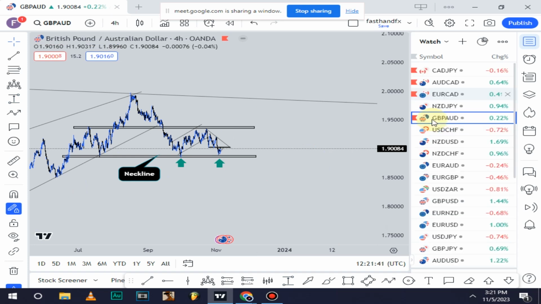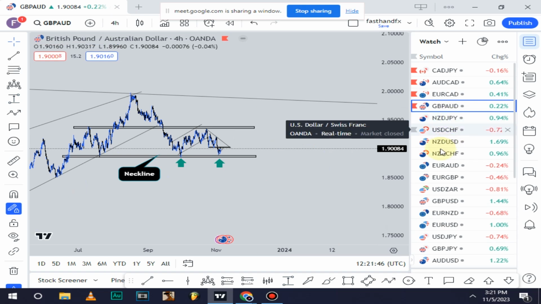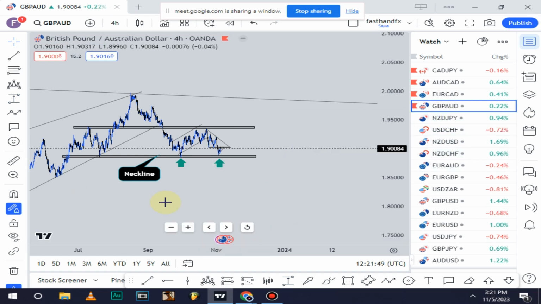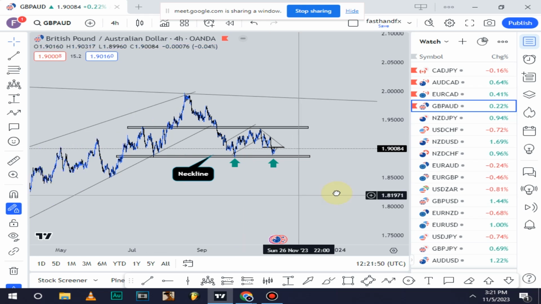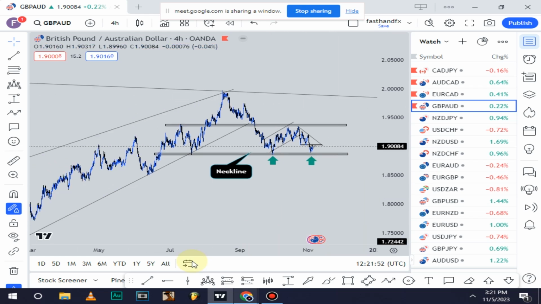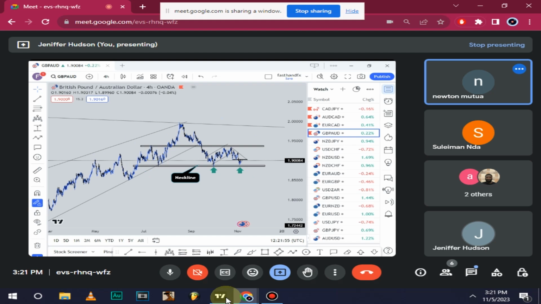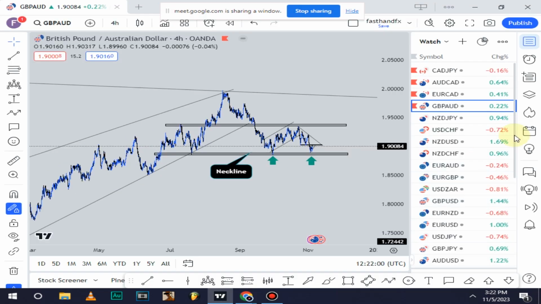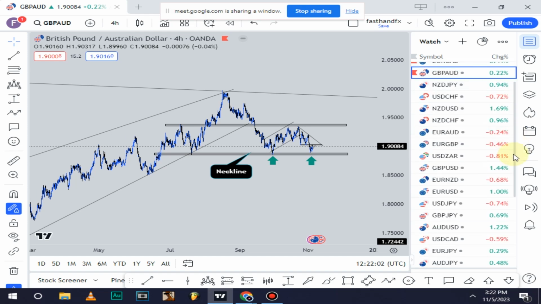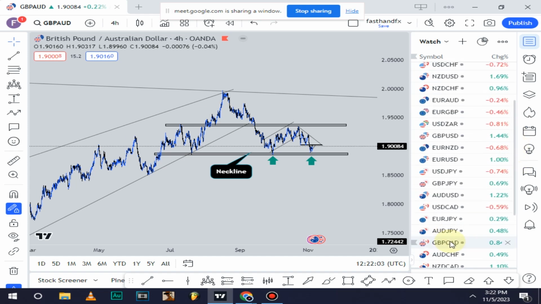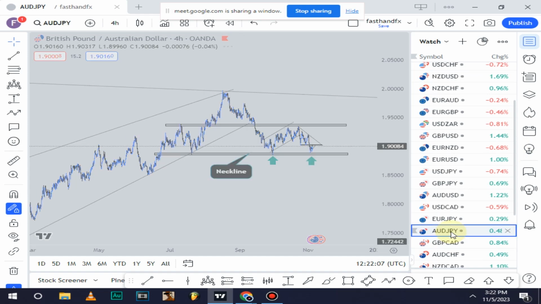Which pair should I try to analyze, guys? Pound yen? Huh? What? Pound yen. Aussie JPY. Aussie JPY. Where are you? Right there.